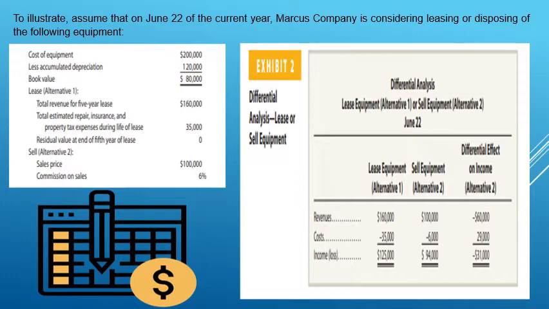Under lease, we have in column 1 the revenue, the income of $125,000, and under column 2, if they will sell an equipment, so that is option 2 for them, we have $94,000, and for the third column is the differential effect on income.